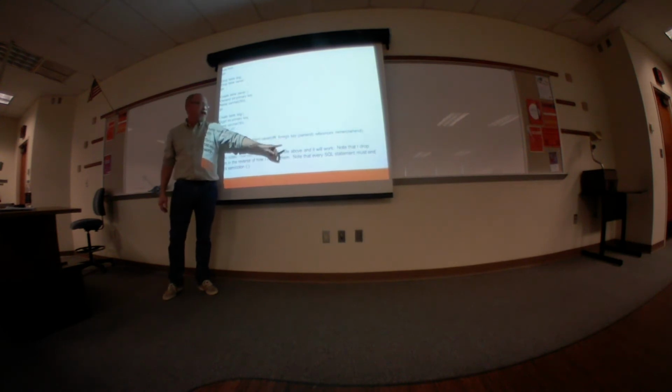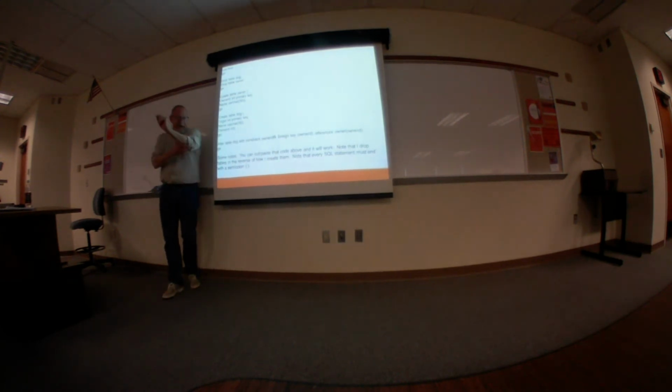This is like the stuff you've been writing. There's one problem with that. If I have another place in my database where owner ID is a foreign key, and I write owner ID FK, it's going to throw an error, because those constraint names have to be unique. That's going to happen to you in your homework if you didn't just listen to what I said.